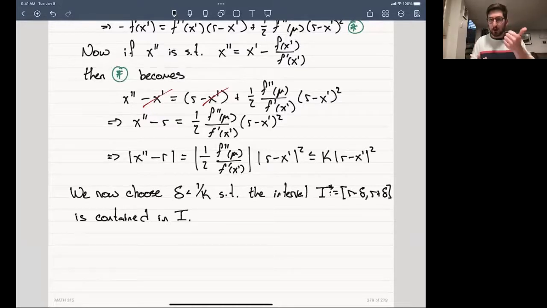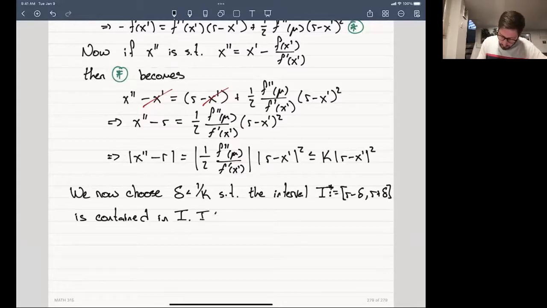Okay, so the constraints on delta are twofold. First of all, it's smaller than 1 over k, and it's small enough that I have wiggle room to stay inside of my interval. Now remember, this is always possible because my root r is strictly inside of my interval. It's strictly between a and b, by the assumptions of this theorem, this Newton's method. So it's in the interior. There's wiggle room, right?